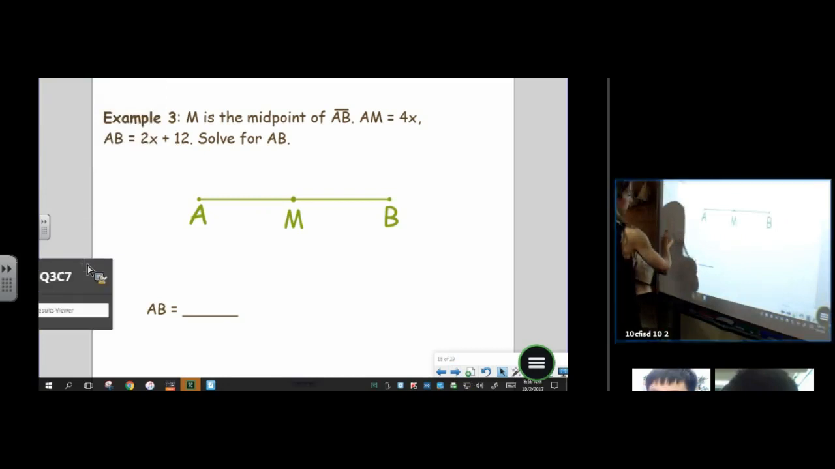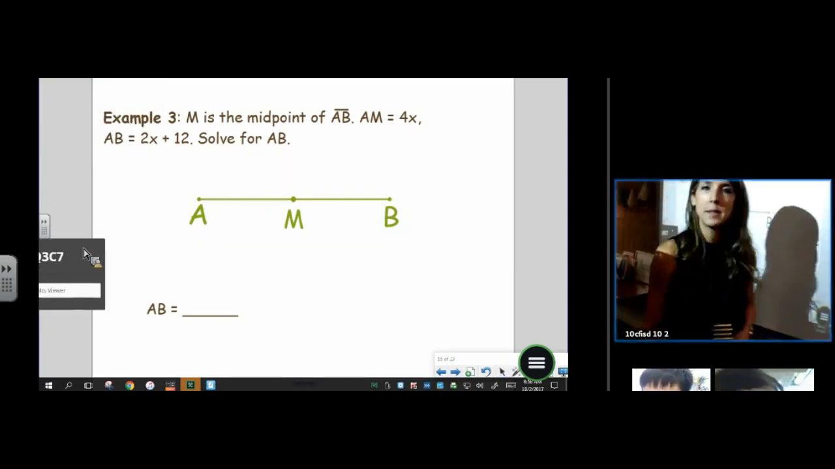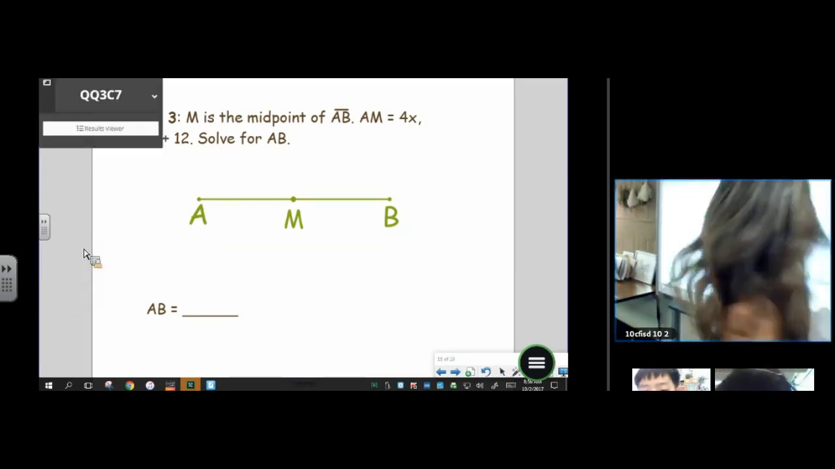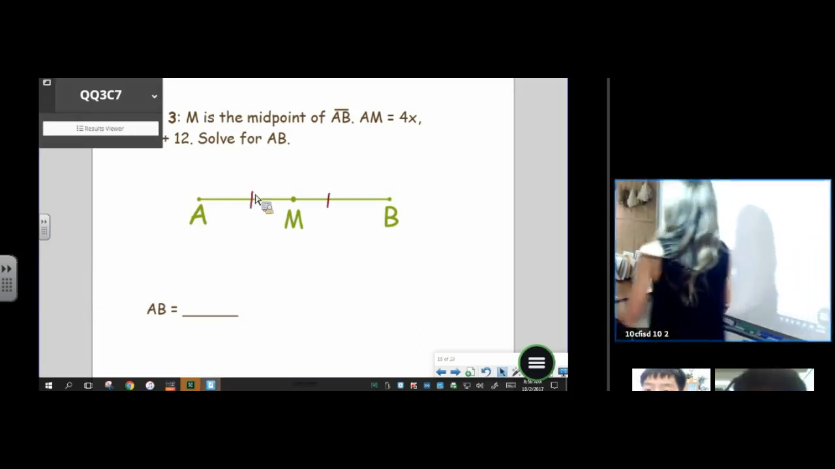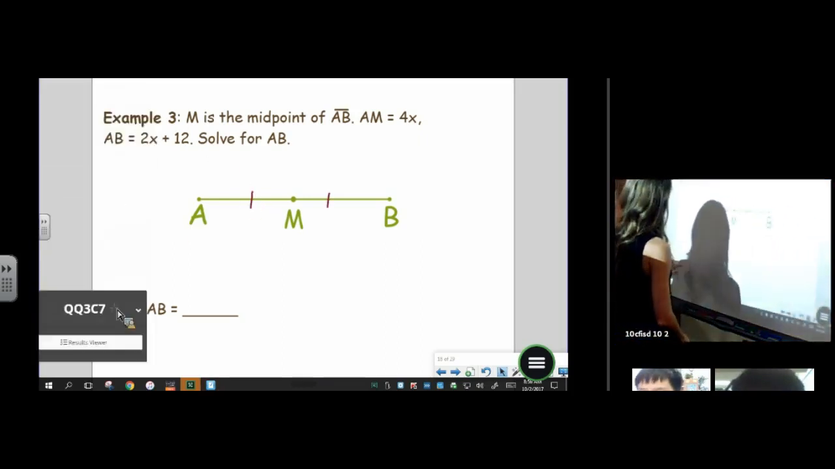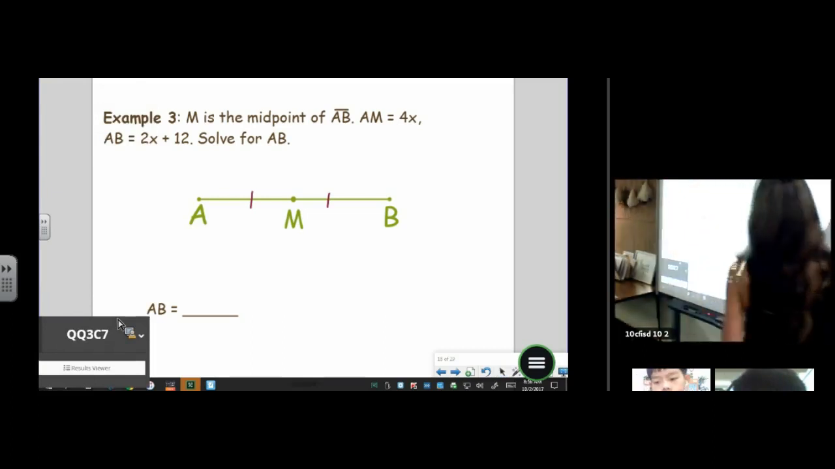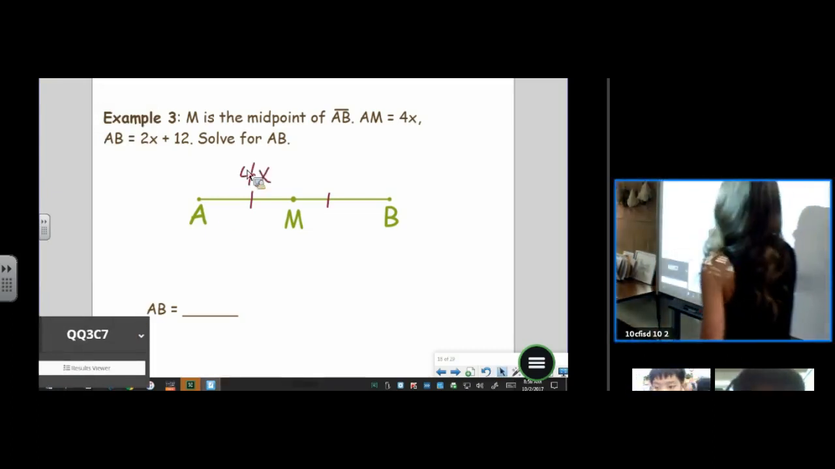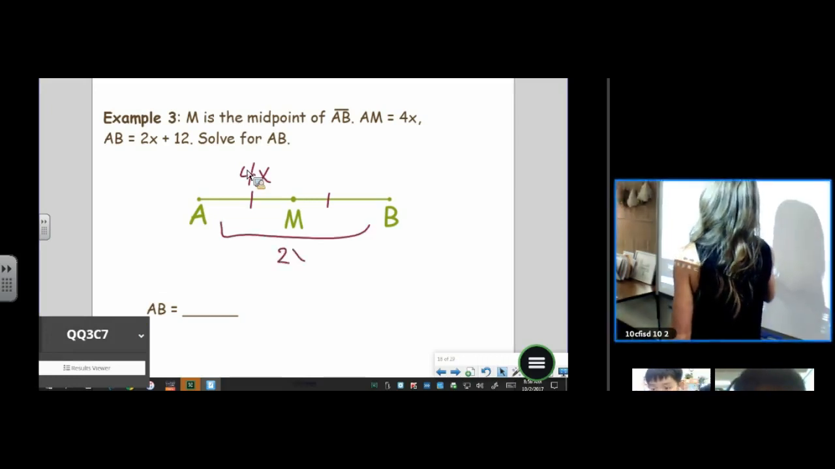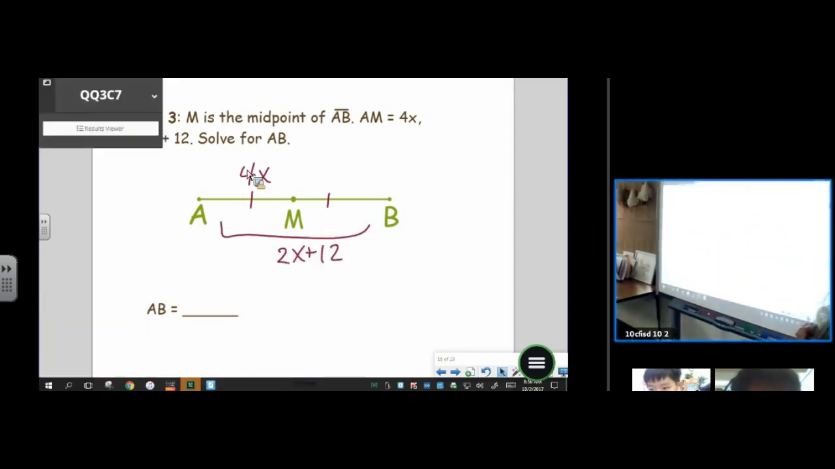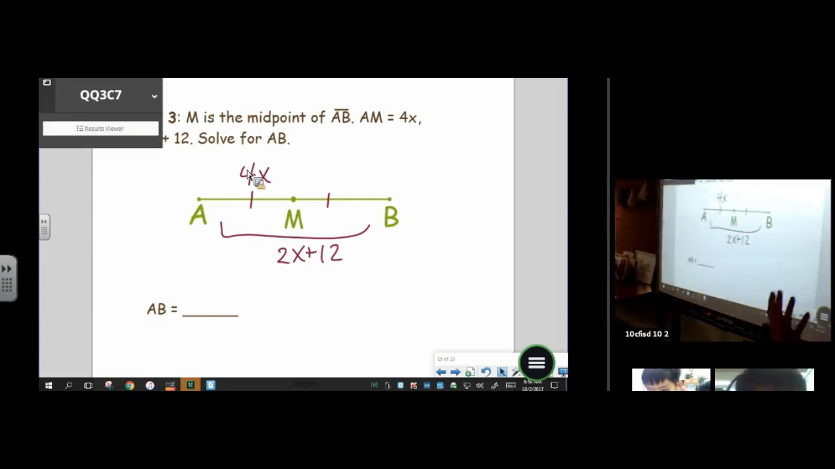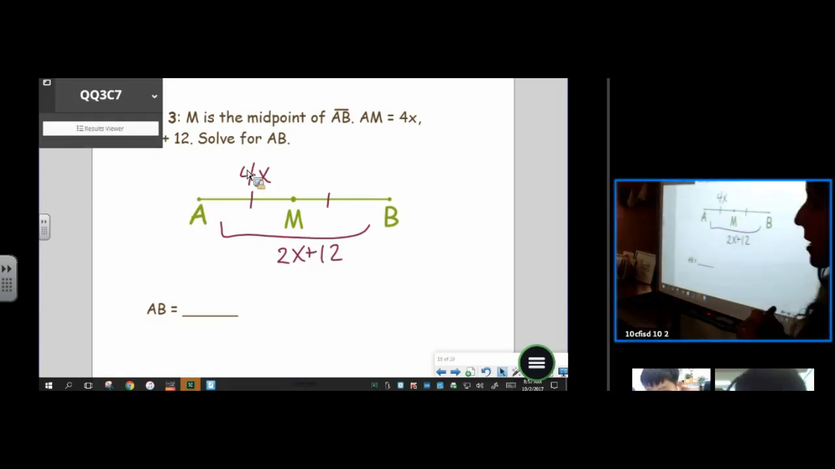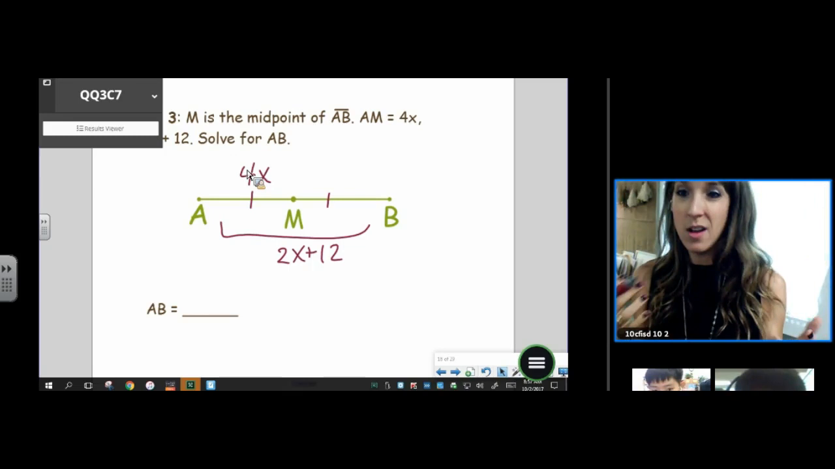Alrighty, let's try this one. M is the midpoint of segment AB. You got promoted. Tick mark, tick mark. Well, that's getting annoying. AM equals 4x. AB equals 2x plus 12. Solve for AB. This is the same situation we had last time, except we have expressions now. AB isn't like a whole number.